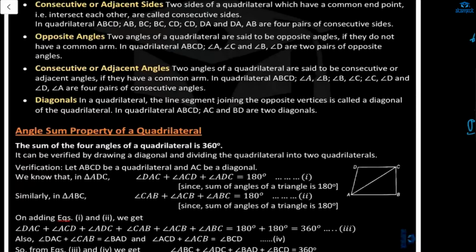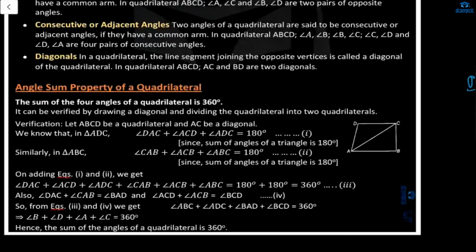Now diagonals. When you are joining the opposite vertices, then we call that line a diagonal. In a quadrilateral, the line segment joining the opposite vertices is called a diagonal of the quadrilateral. In the quadrilateral ABCD, AC and BD are the two diagonals.